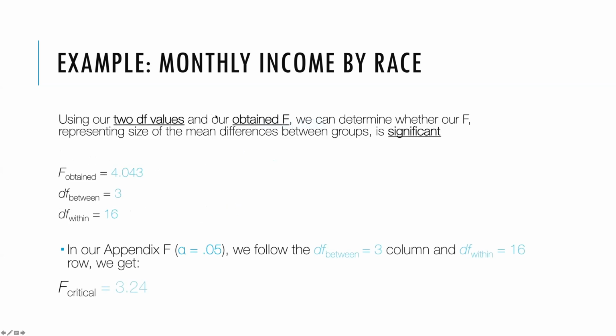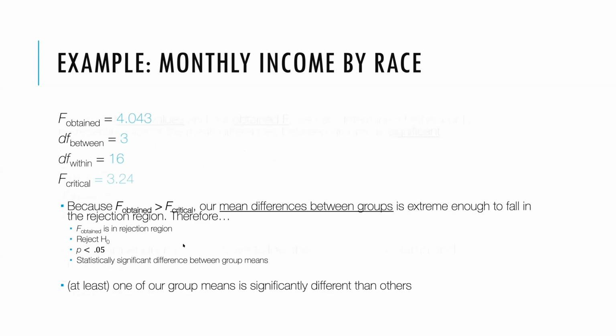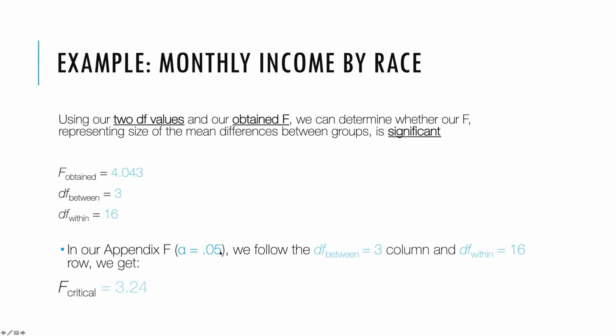So we have our 2 degrees of freedom value, our F obtained, and we can determine whether our F, representing the size of the mean differences between groups, is significant. We take that information and compare it to the appendix value, the critical value. When we look in the back of the book, there are these tables. We can look at those values and we'll see that our critical value for degrees of freedom between of 3 and within of 16 and an alpha level of 0.05 is 3.24.